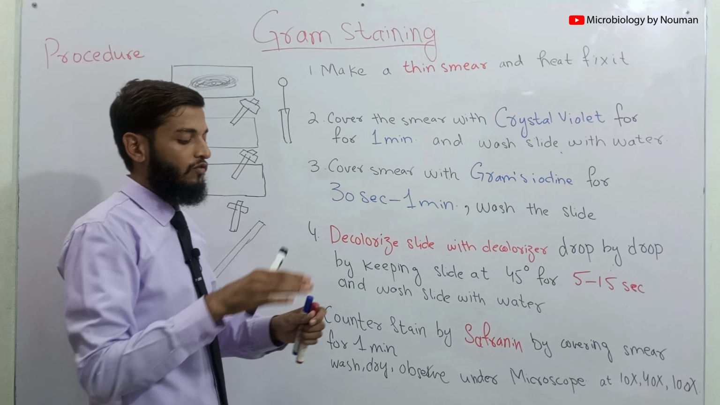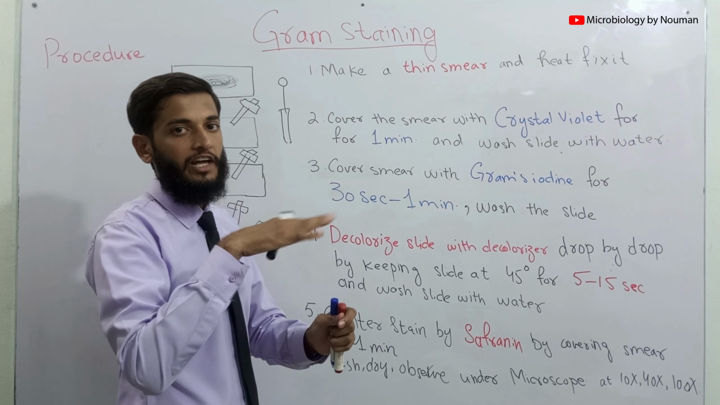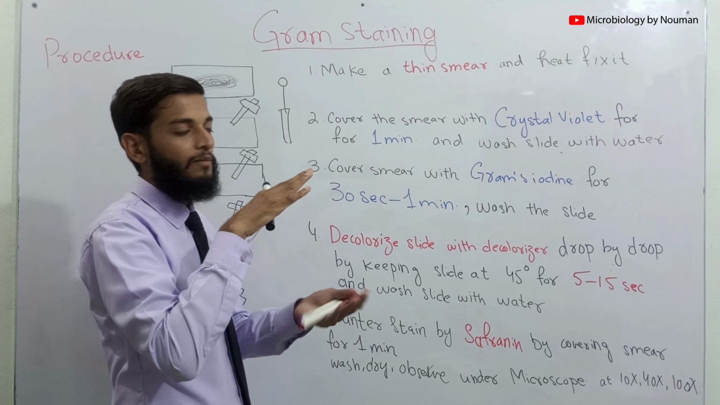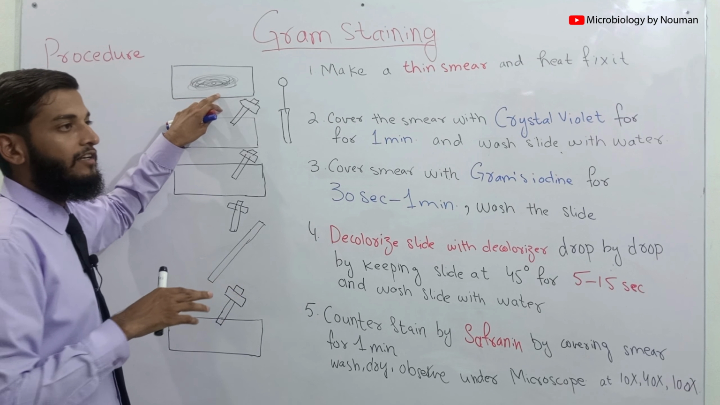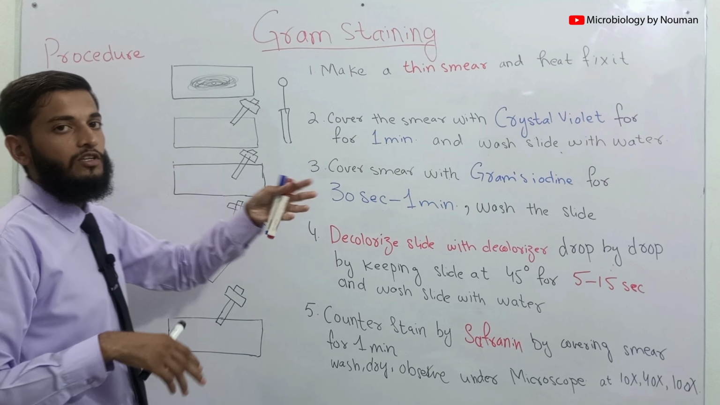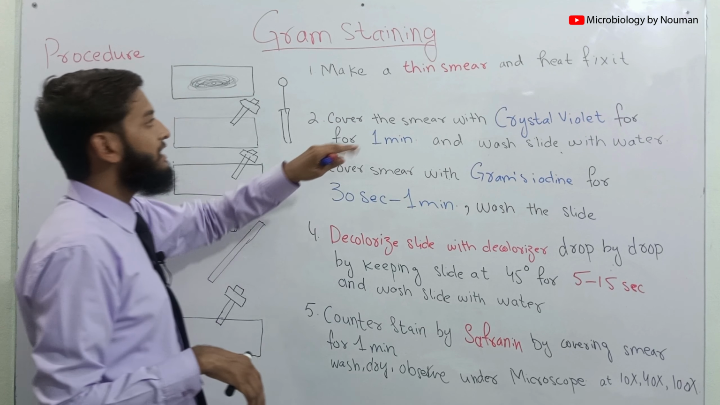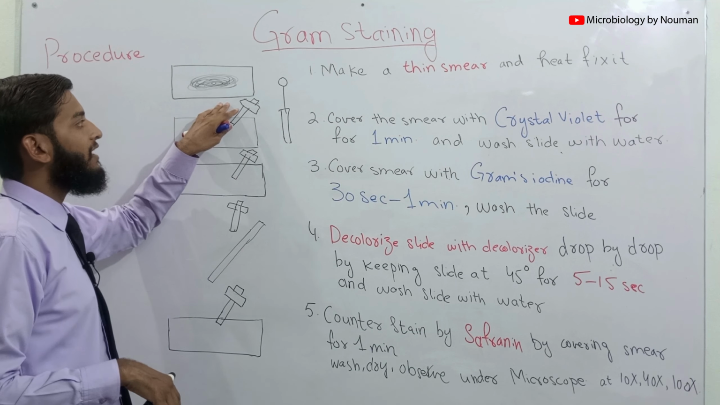Then we will pass it over the flame 2 to 3 times. That will fix our bacteria onto the surface of the slide, so it cannot be washed off during the staining procedure. This heat fixation will also kill the bacteria as well.